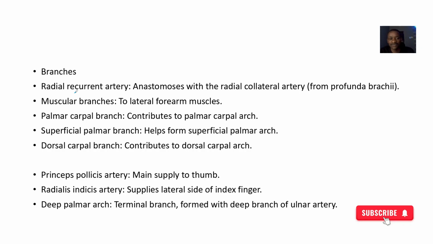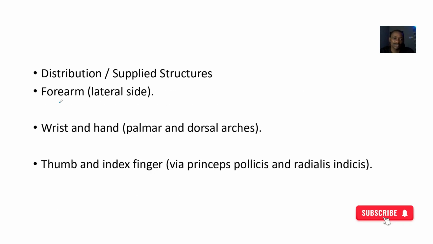Okay, it gives muscular branches, the palmar carpal branch, the superficial palmar branch, and the dorsal carpal branch. It also gives rise to the princeps pollicis artery, and also the radialis indicis artery. Let me snap that. Okay, so that's what we got. So distribution is usually in the forearm, the wrist and the hand, the thumb and the index finger.